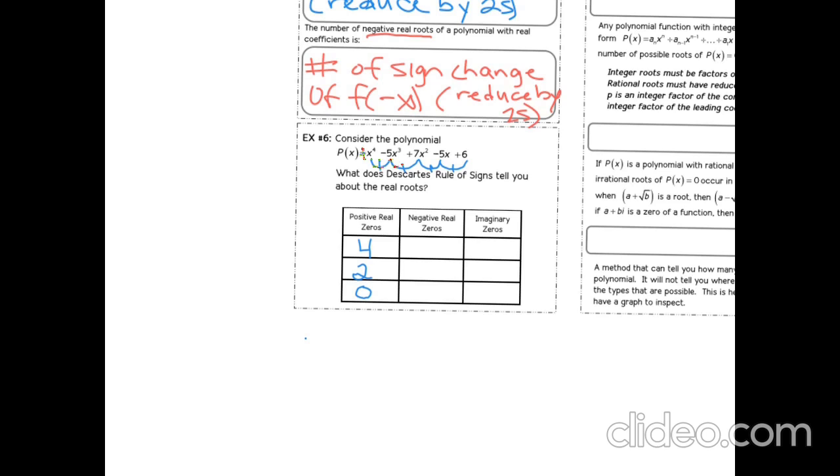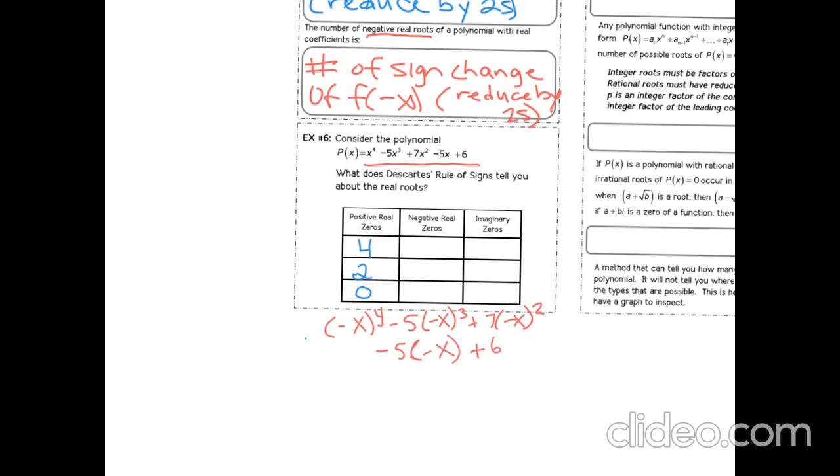All right, let me erase my sign changes here. That's just gross looking. I apologize. Okay, so now let's talk about the negative. I'm going to take this and change all the x's to negative x's. So negative x to the 4th minus 5 negative x to the 3rd plus 7 negative x squared minus 5 negative x plus 6. And so we're going to change the signs of things that need to change.